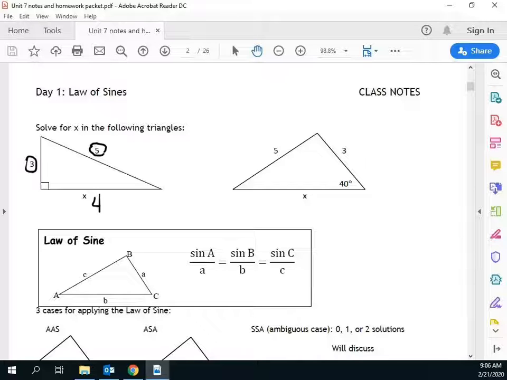It does. However, it's not a right triangle. Exactly. We don't have this symbol here. We can't assume it is because it's not marked there. So now we come to a problem where we don't have a right triangle.